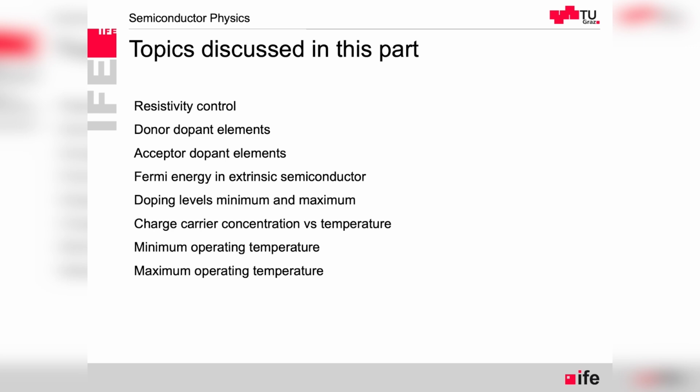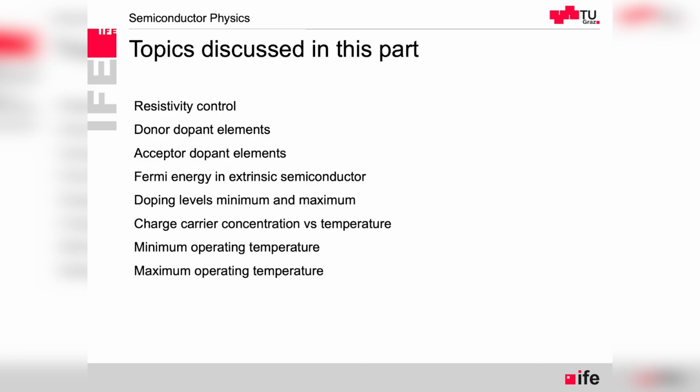Regarding doping of semiconductors, the topics that I would like to discuss today are controlling the resistivity, and donor and acceptor dopant elements, so that we know which elements can be used for N-type and P-type doping. The Fermi energy: how does it change when we have an extrinsic semiconductor? I add the word extrinsic here because I'm not sure I use it very often, but usually we refer to semiconductors that are doped as extrinsic, in contrast to intrinsic semiconductors.